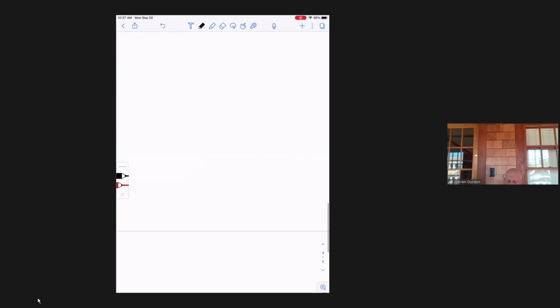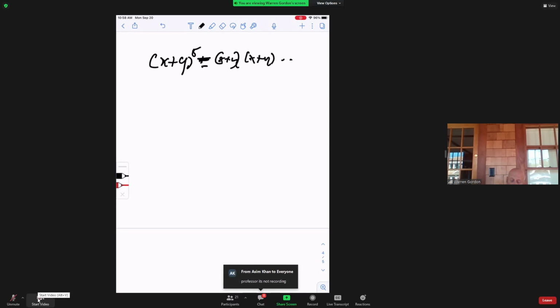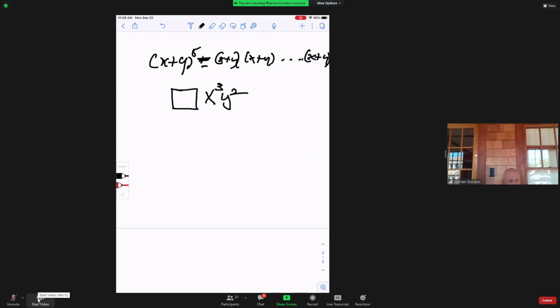Okay. So the question is, how do you find the coefficients? Well, the answer is pretty simple. Suppose I was doing x plus y to the 5th power. That would be x plus y times x plus y, 5 times. Now, what will happen in the multiplication? And let's suppose I want to determine the coefficient of x cubed y squared.